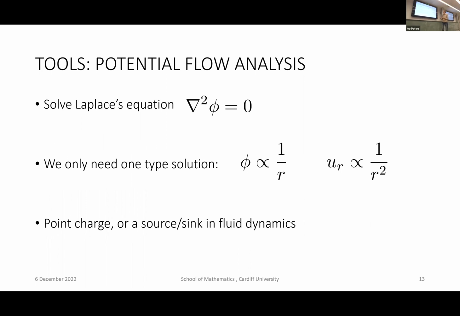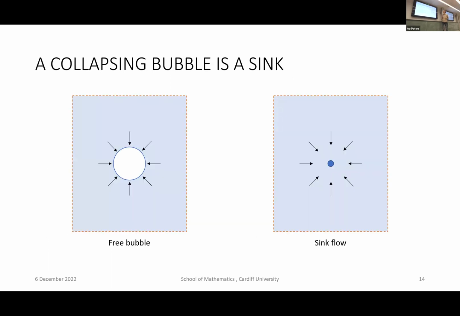Actually, I don't even have to do it because I know that this is one solution, and this is basically the only solution that I need in this problem. This is the solution for a point charge. In fluid dynamics, this means a source or a sink flow. And the idea is that the bubble is perfectly radially symmetric. If a bubble grows or collapses, it's just a radial flow outwards or inwards. So we say we can replace this by the flow of a sink.